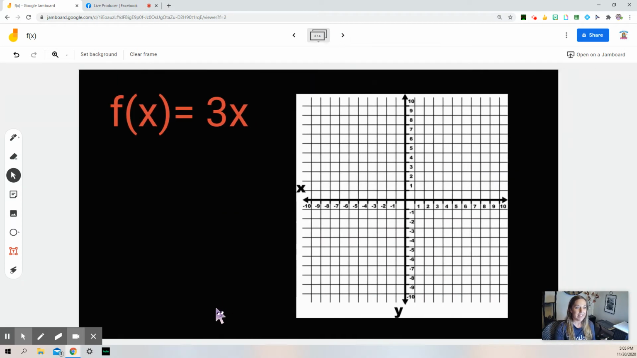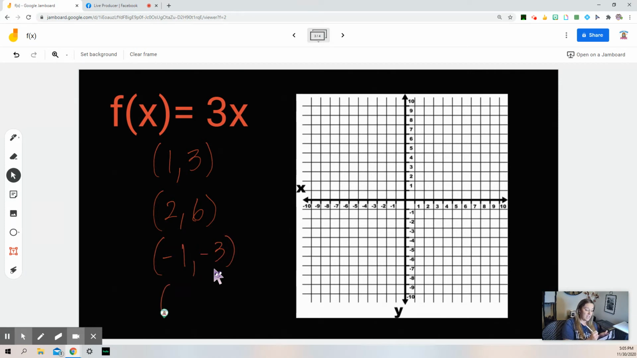What about f of x equals 3x? This means that no matter what number I put in for the input, it's going to triple it and then give me that as an output. So every number is tripled on this one. So if I put in a 1, it's going to triple it and give me a 3. If I put in a 2, it'll triple it and give me a 6. If I put in a -1, it will give me a -3. And if I put in a 0, 0 tripled is still 0. Hopefully your bank account doesn't triple when it's 0.